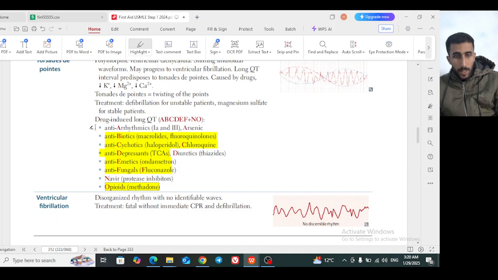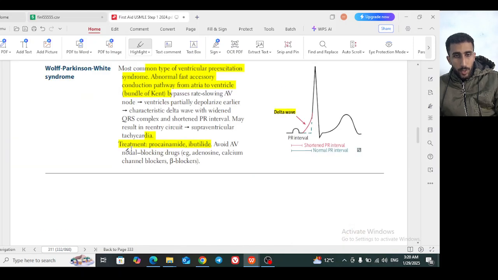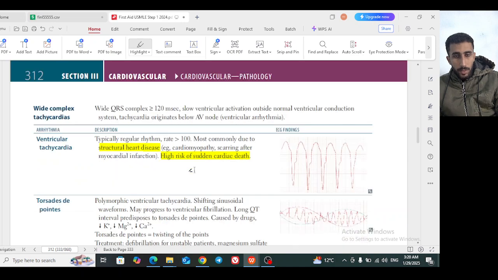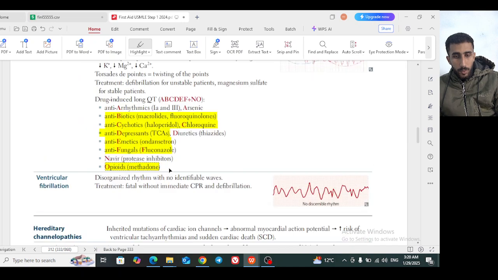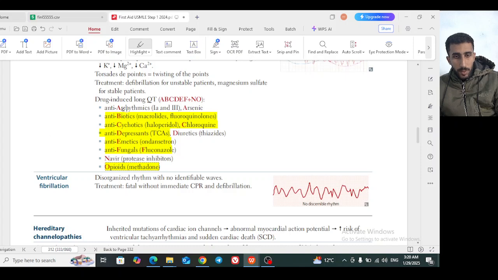And this leaves you the antiarrhythmic drugs. You remember the antiarrhythmic drugs we used for Wolff-Parkinson-White syndrome, procainamide class 1A and ibutilide class 3. These drugs treat Wolff-Parkinson-White syndrome, but on the other hand, they may cause torsades. So these antiarrhythmics 1A and 1C, and arsenic, and diuretics.